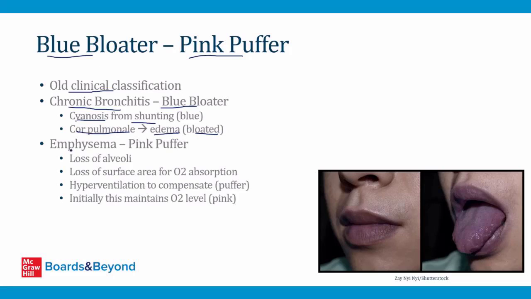In contrast, patients with pure emphysema were called pink puffers. So they've lost their alveoli, which means they've lost surface area for oxygen absorption and carbon dioxide expulsion from the body. So what they would do is they would hyperventilate to compensate. This made them look like they were puffing all the time. And this would maintain their oxygen level so they were pink in contrast to the blue bloaters. So if this helps you, you can use it to remember the separate features of chronic bronchitis and emphysema. If this confuses you, don't worry about it because this is really an old system that we don't use anymore.